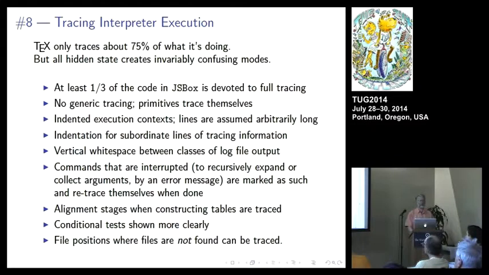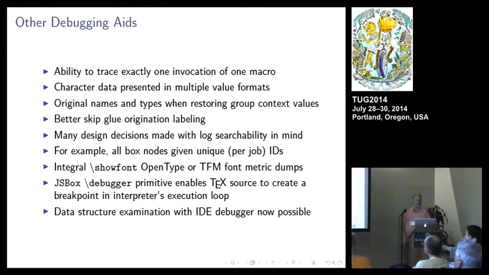And then I've also added some other debugging aids. For instance, I've added a show font command that will dump either an OpenType or TFM font. I've added a debugger primitive that allows me to drop into my IDE's debugger at any point in a piece of TeX source code, which is a godsend for figuring stuff out. Character data is presented to the user in multiple formats and so forth and so on.